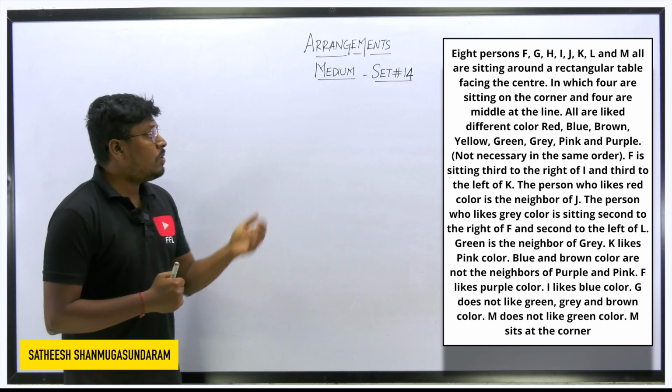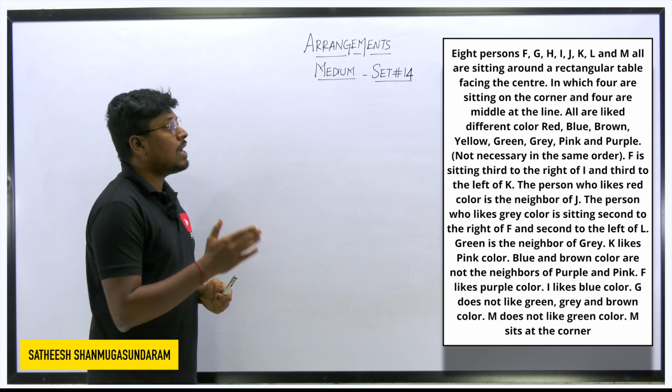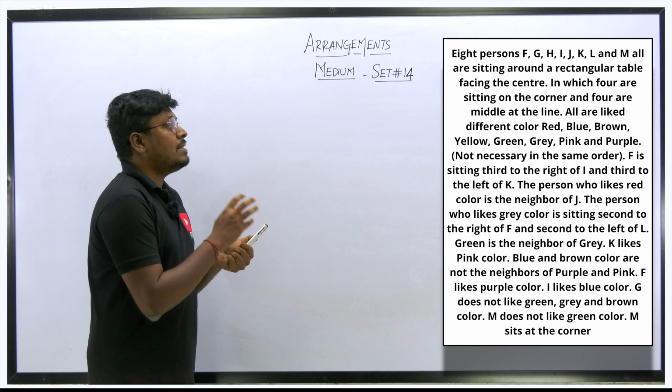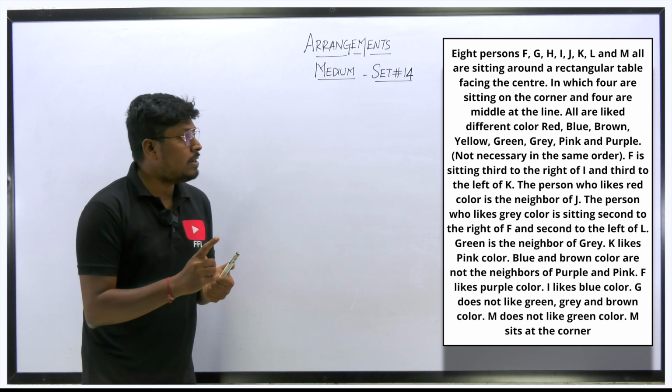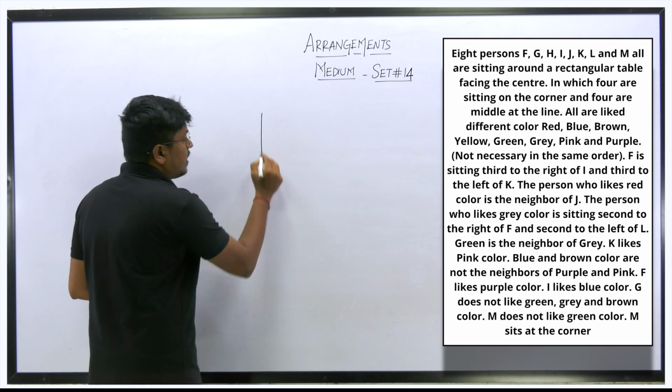So now let me move on to set number 14. Eight persons, A, B, C, D, E, F, G, H, I, all are sitting around a rectangular table and facing the center. So this question is based on a rectangular arrangement.